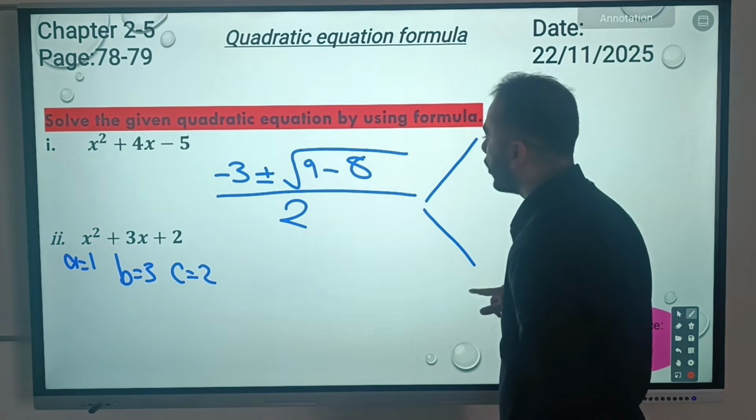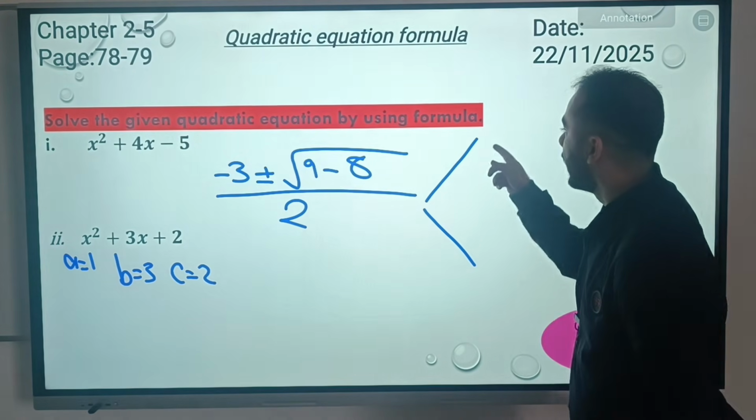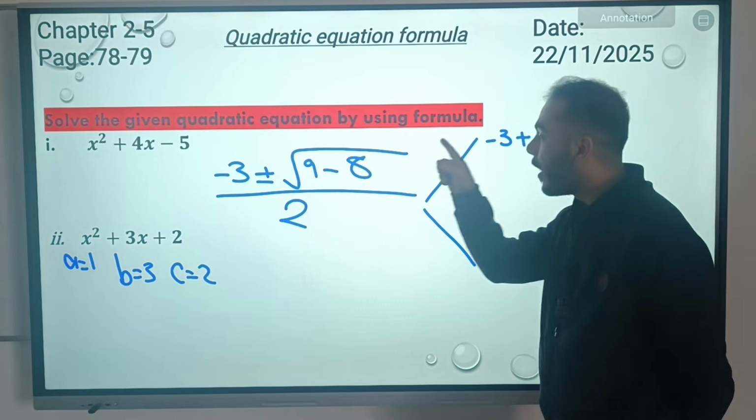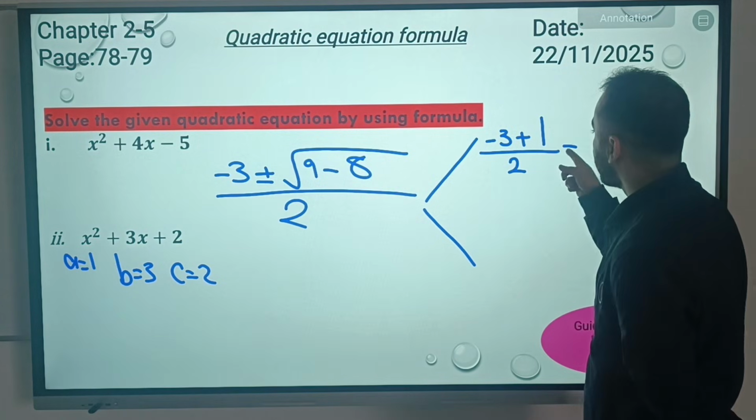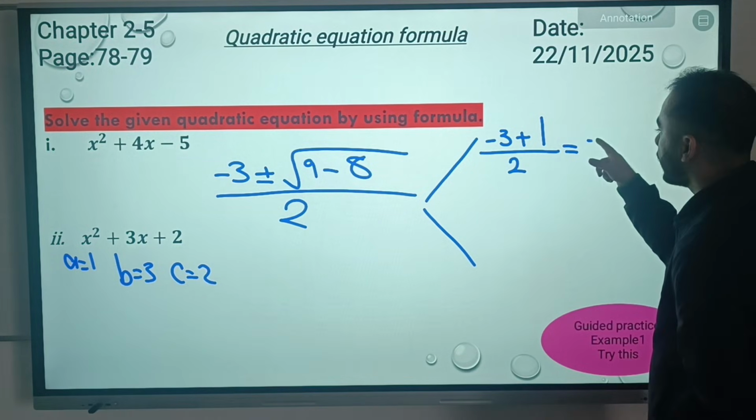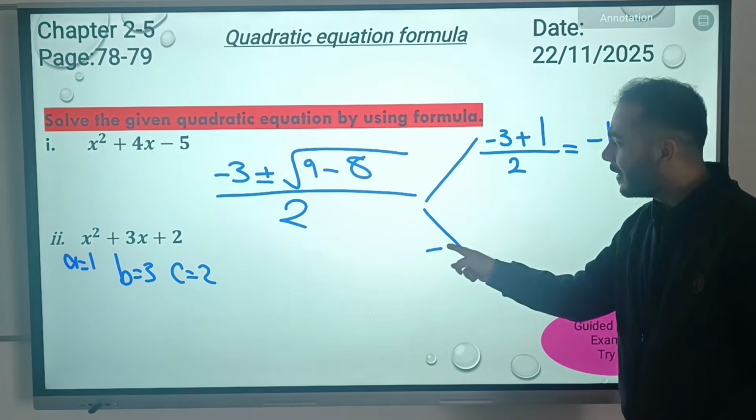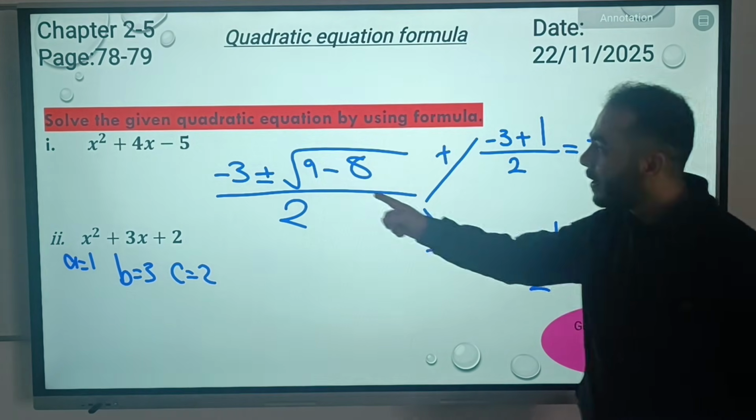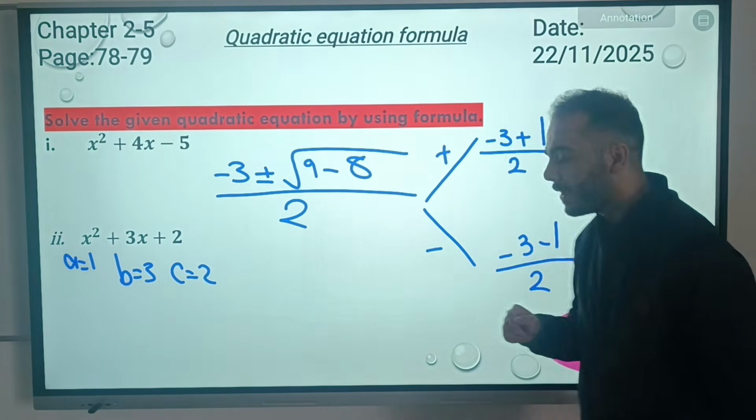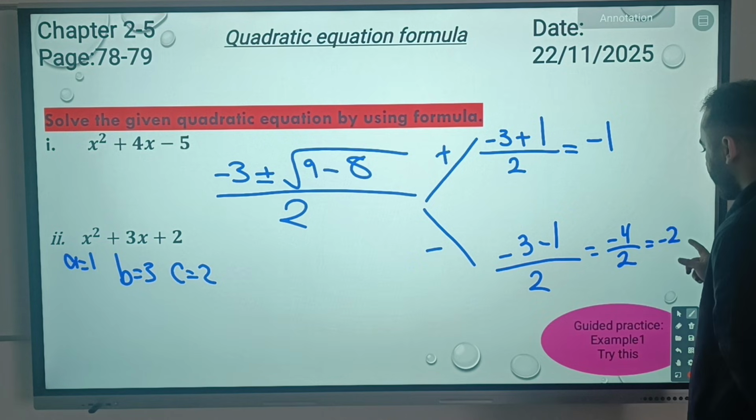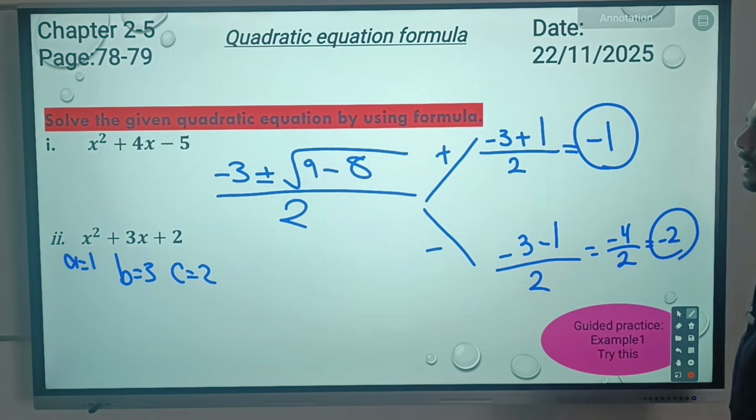So right now, once you will go with the positive, once you will go with the negative. So negative 3 plus square root of 9 minus 8, which is 1. Square root of 1, it's equal to 1. Divided by 2, well, let's see. What we are going to get is negative 3 plus 1, negative 2. Divided by 2, it's equal to negative 1. And then the negative side is negative 3 minus 1 this time, divided by 2. So negative 3 and negative 1 is equal to negative 4, divided by 2, the result is negative 2. So these are the solutions for this quadratic equation. And I hope that this is understandable.